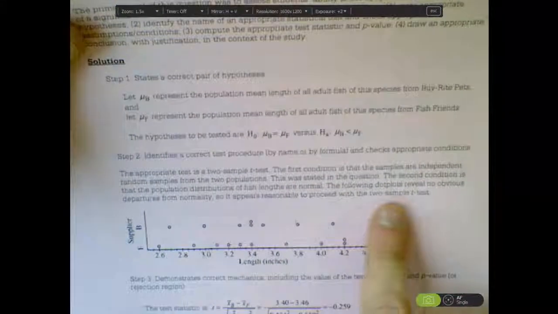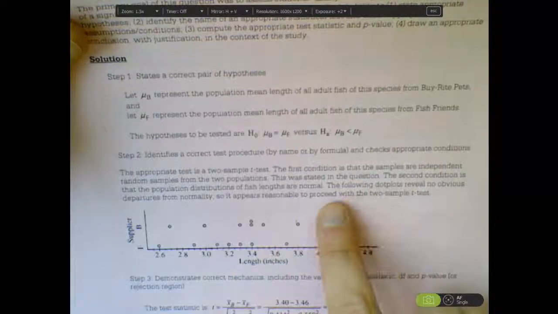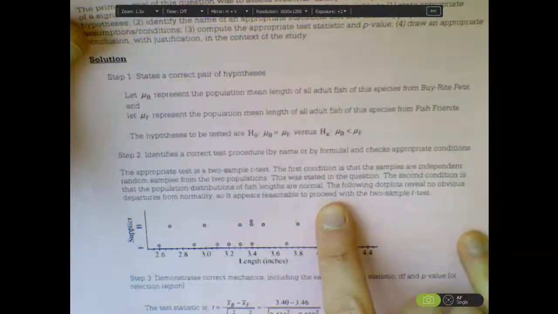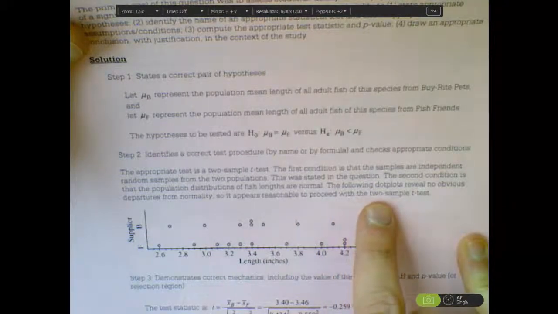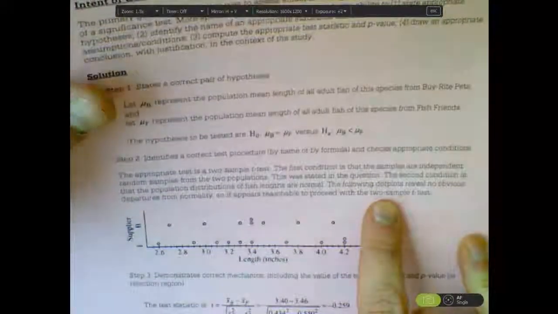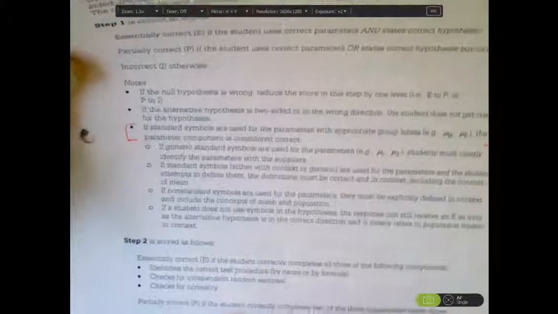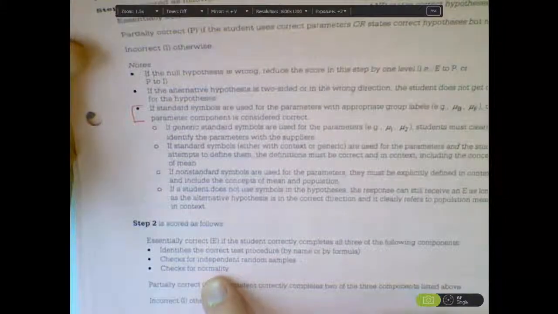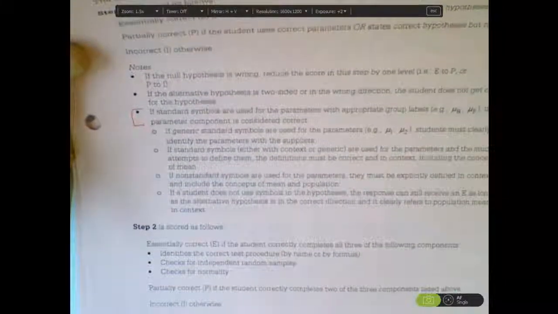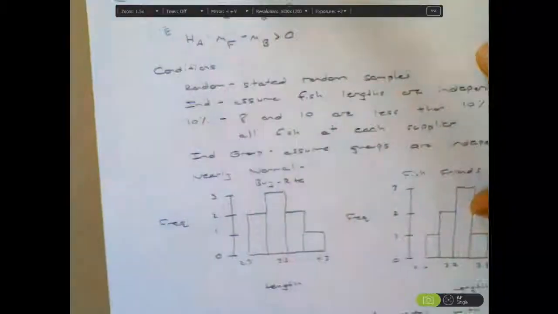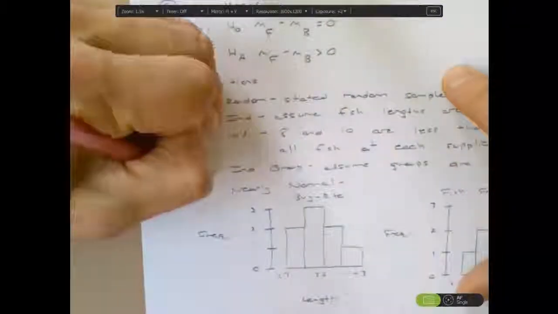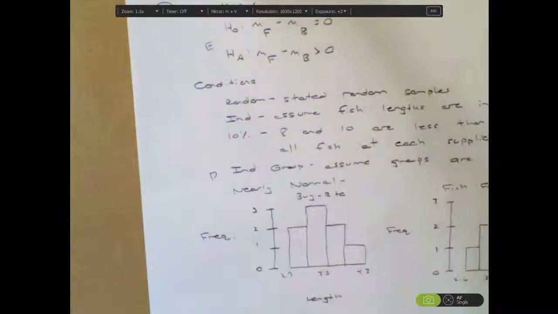Okay. The following dot plots reveal no obvious departures from normality, so it's reasonable to proceed. I didn't really communicate that at all, so I don't think I did that part. Therefore, I'm not going to get credit for checking for normality. I checked, but I didn't finish and communicate that they were or were not normally distributed. So in this case, I did 2 out of the 3 components. That's going to earn me a P.